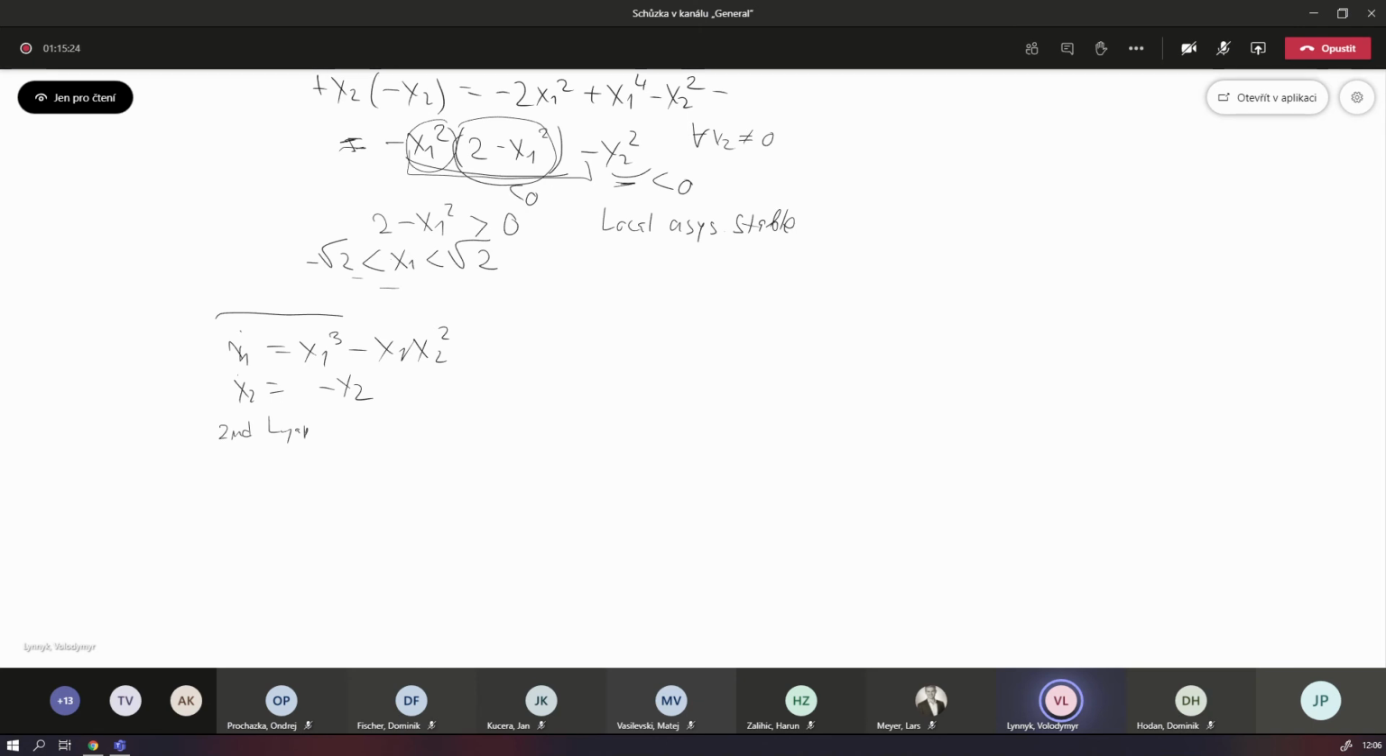Okay, and let's take V of x, this classical 1/2 x1 squared plus x2 squared, and V dot of x equal to x... I'm sorry, I have some problem with the whiteboard, I need to reload it.